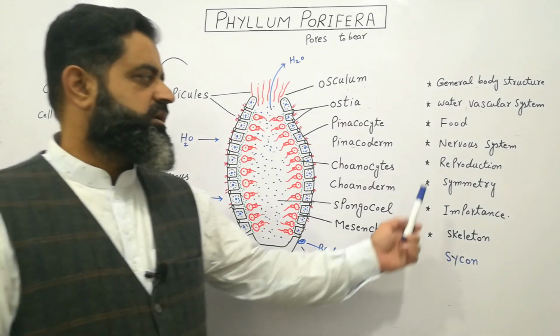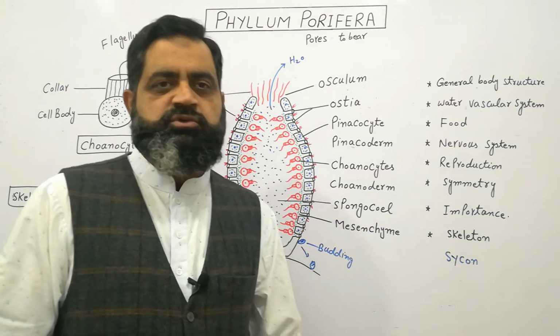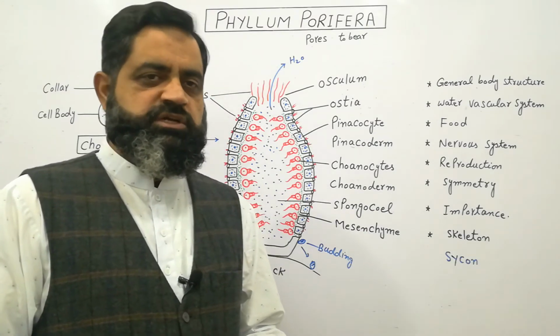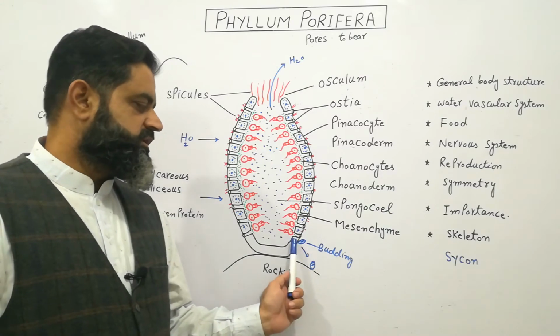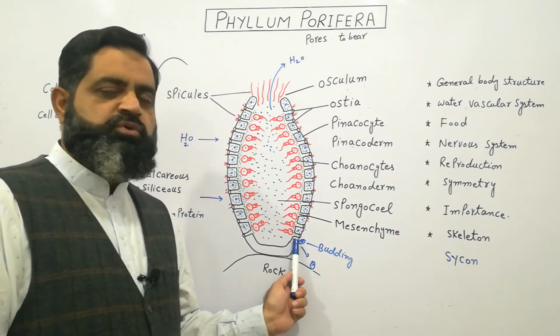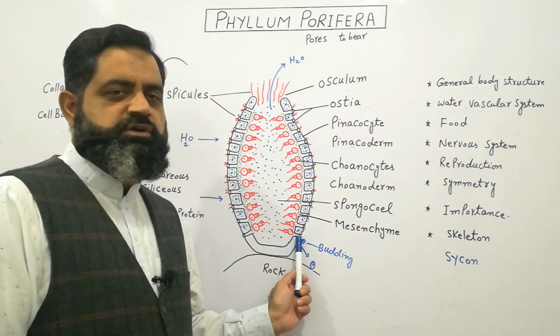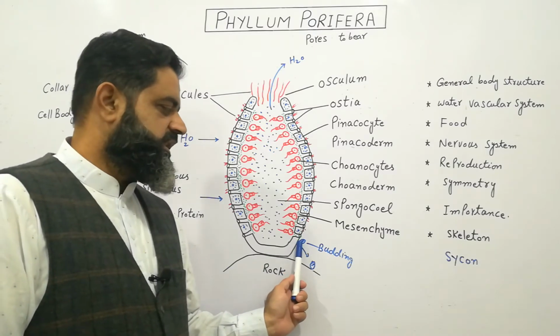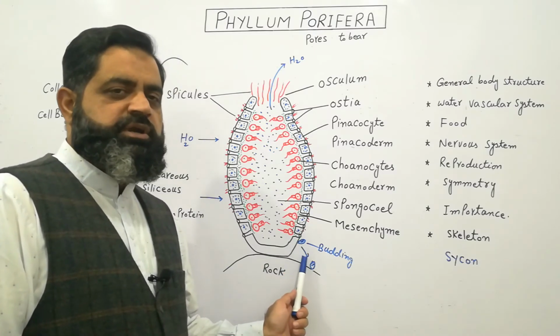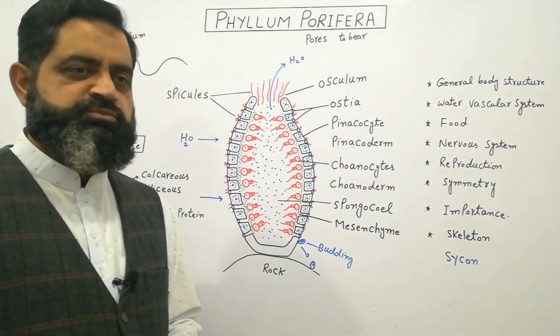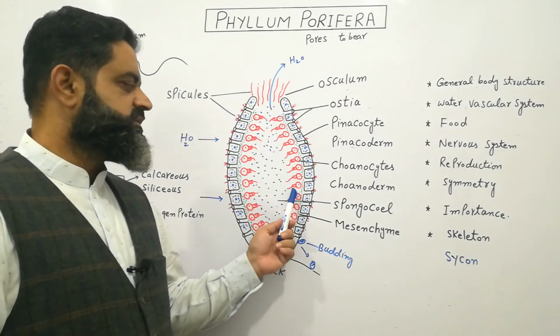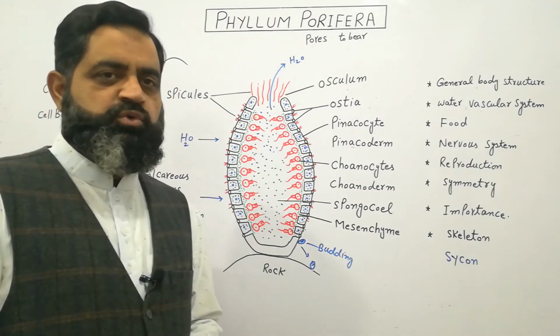If we look at reproduction, sponges reproduce by asexual and sexual reproduction. Asexual reproduction takes place by budding. In this method, a small outgrowth is produced on the surface of the body of the sponge. Later on, this bud separates from the parent body and grows into a new sponge. If the buds are formed inside the body, then these are called gemmules.